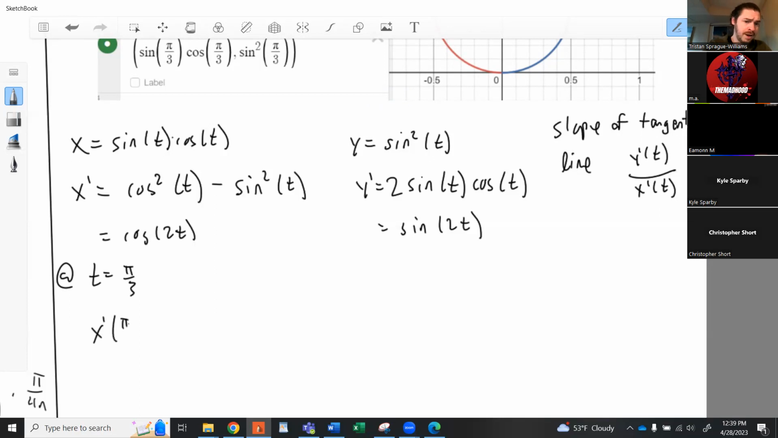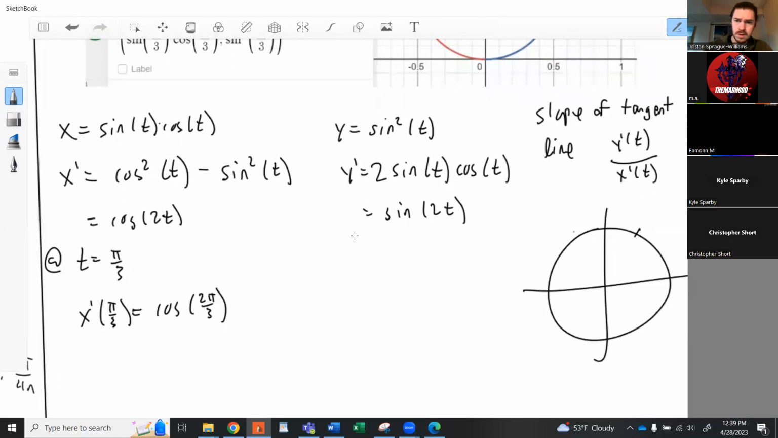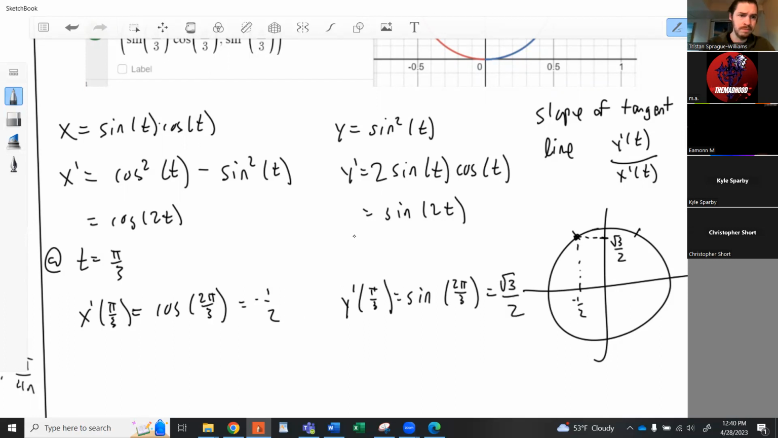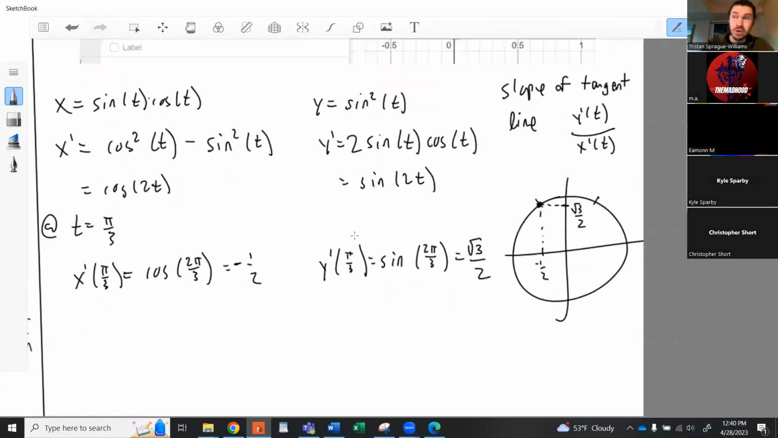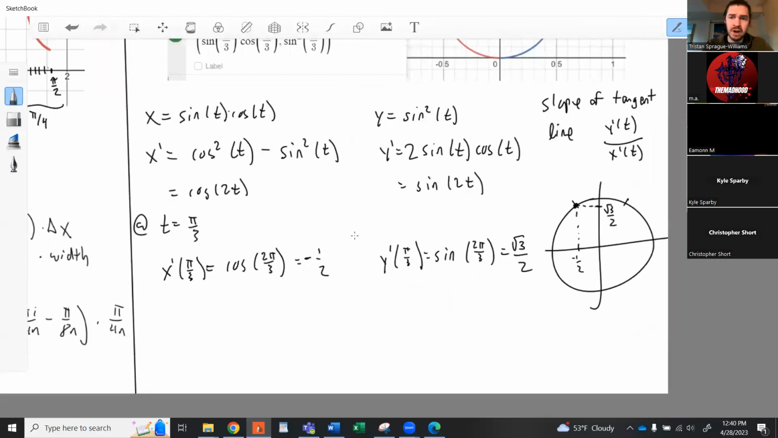Okay, so x prime at pi over 3 is going to be cosine of 2 pi over 3. 2 pi over 3 on the unit circle is going to be here, so cosine of that should be -1/2. And then y prime at pi over 3, sine of 2 pi over 3, this should be up here, square root of 3 over 2. This is just from me having the unit circle memorized. If you don't remember your unit circle, not a big deal. You can always look it up, or just use a calculator. Okay, so there's our x and our y.